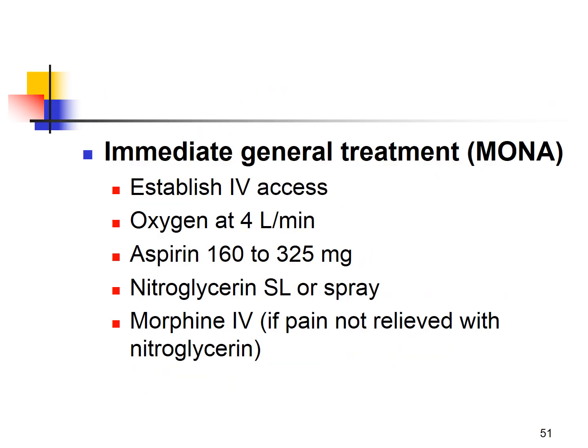Immediate general treatment, again, we talked about MONA, so you have to make sure that there's an established patent access. So IV access is important. Oxygen at 4 liters, nasal cannula, aspirin, making sure they have that to thin the blood, nitroglycerin, sublingual spray, morphine IV needs to be given, and the PN student, the PN nurse, do not push any IV.